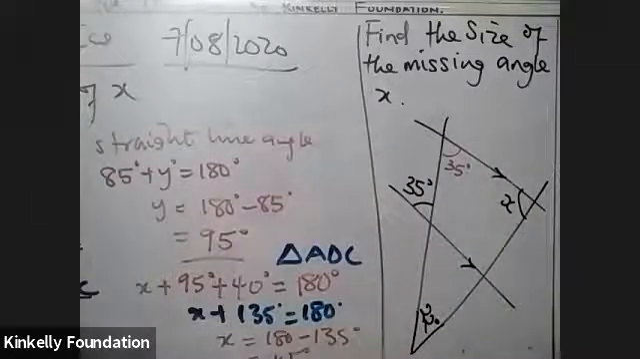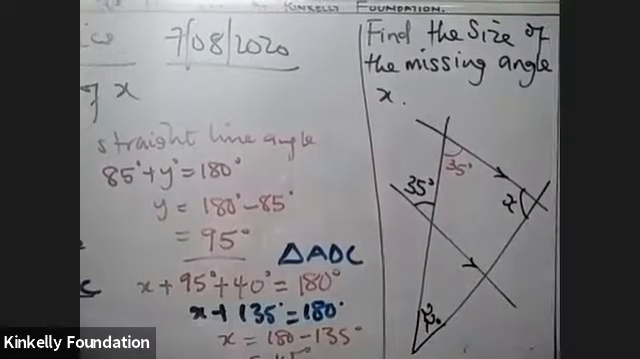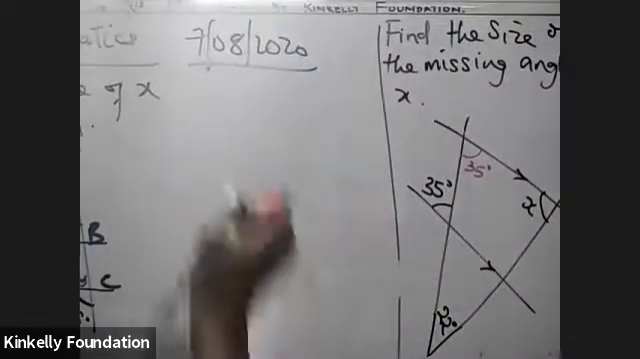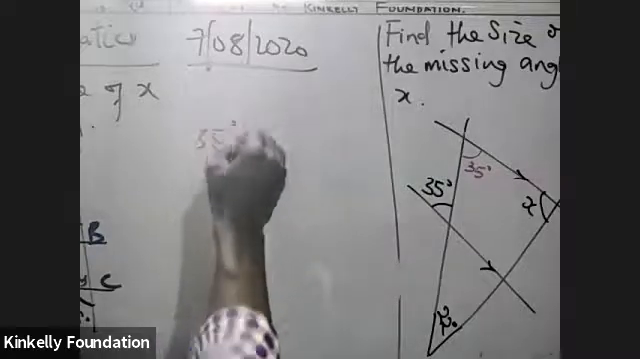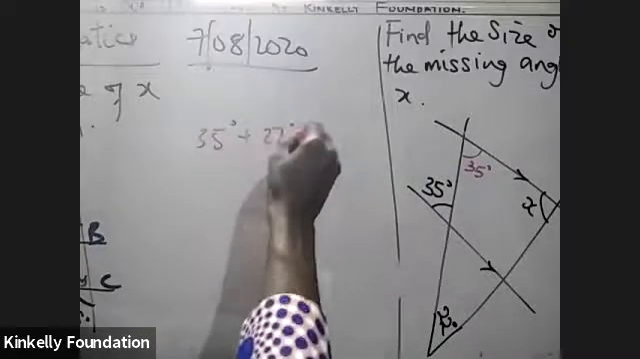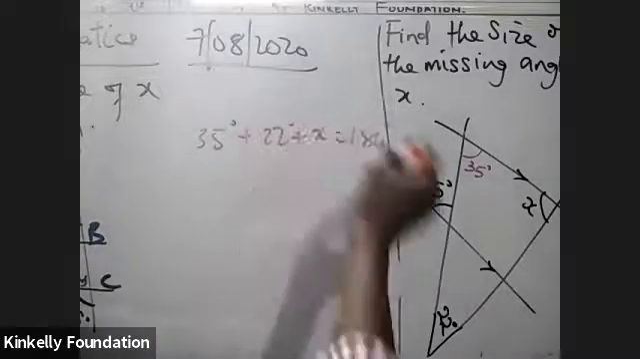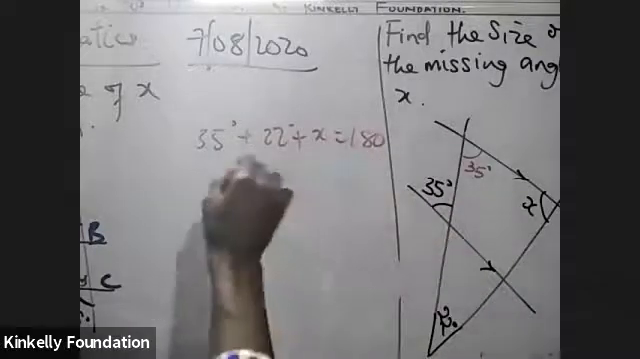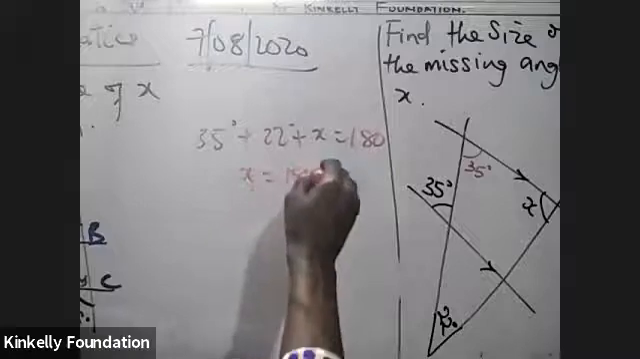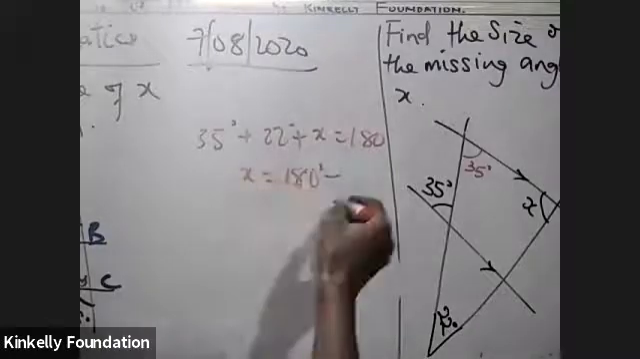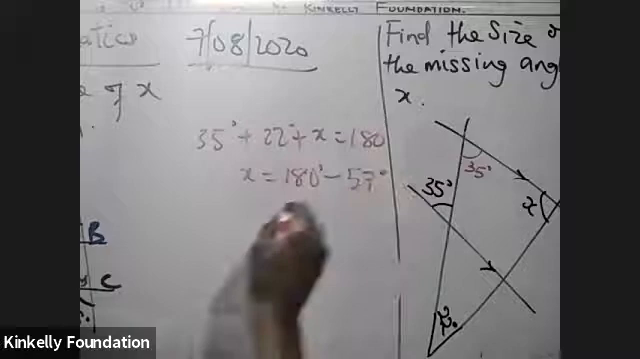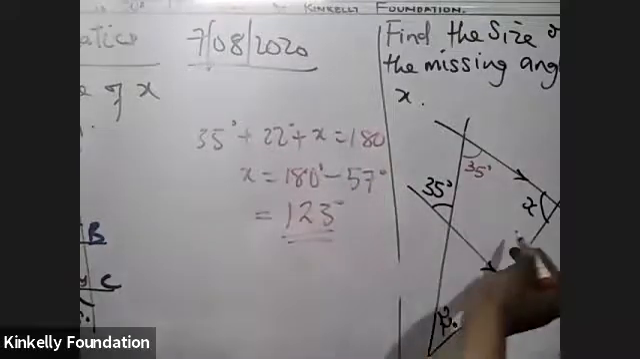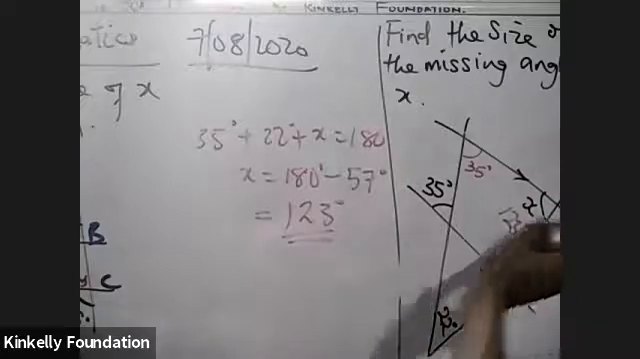It's a clue I've given you now, for those that have not found it. But 35 plus 22 plus X is what? 180. That's the sum of angles inside a triangle. X will now be 180 minus this plus this, which is 57, to give us what? 123 degrees. So our value X is 1, 2, 3 degrees.